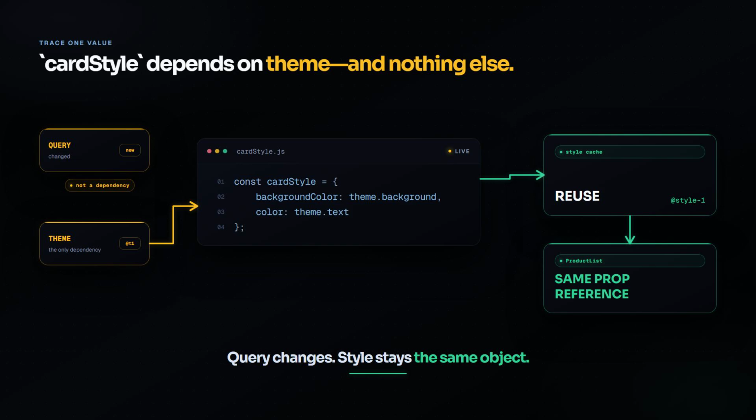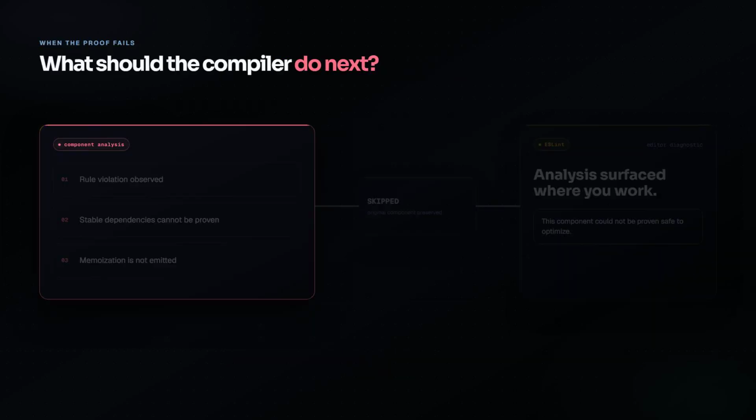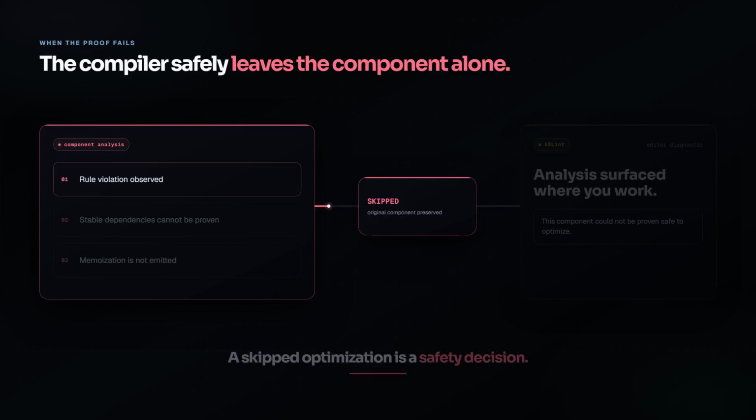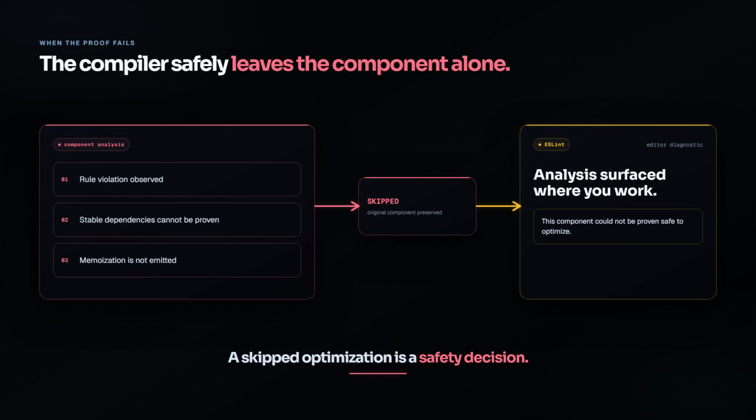But the thing to notice here is that React compiler's powers come from those rules. So if your code breaks them, then what? In that case, the compiler just skips the component and leaves it alone. So the warning that the compiler didn't optimize this component is actually not a compiler problem. It's the compiler telling you your code is doing something it can't prove is safe. And that's why React ships ESLint plugins alongside it, so it surfaces that analysis in your editor.